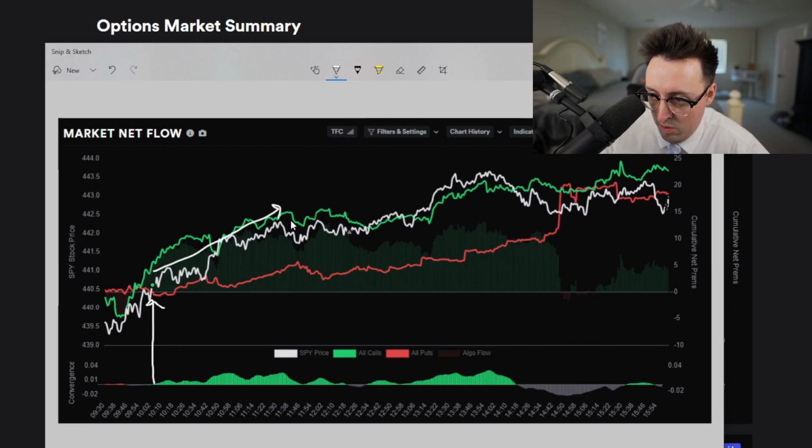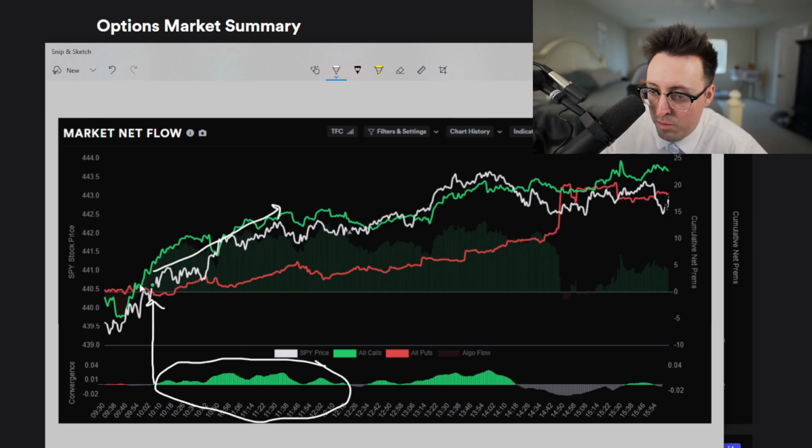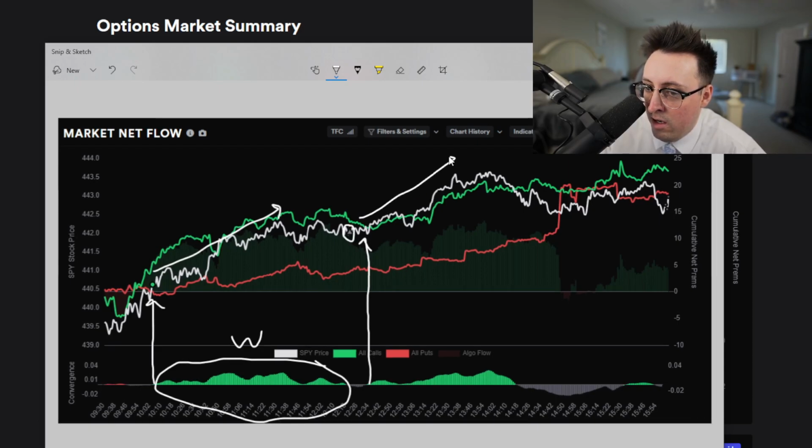This went all the way up through this whole span of convergence. This one went up from 440.50 all the way to 442, so about a $1.50 move. That one was a huge win. And then it flipped again midday, shortly after the gray convergence flip here, and then you caught another couple dollar move. It looks like 442 all the way up to 443.50. So that one was a win.